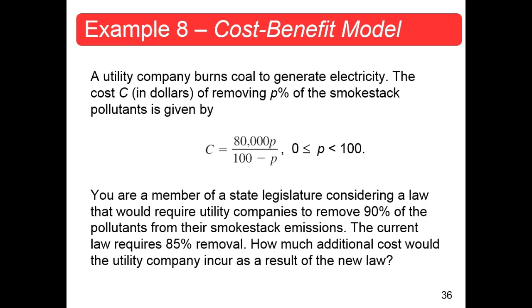All right. Just the thought of this. A utility company burns coal to generate electricity. Yep. Happens more in the U.S. than any other form. Okay. Though we're moving away from it. The cost C in dollars of removing P percentage of the smokestack pollutants is given by this. C is equal to 80,000 P. Now, P is a percentage here.